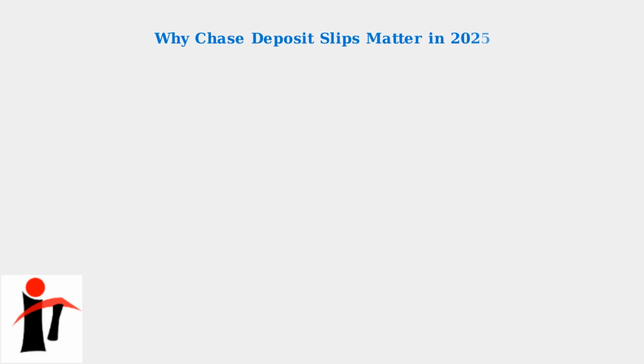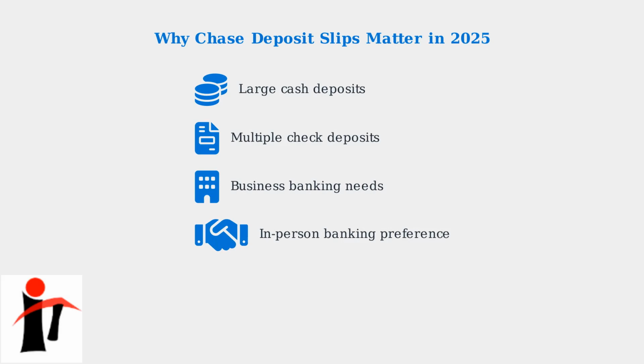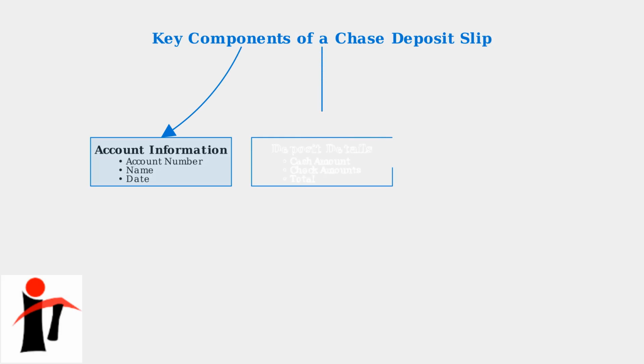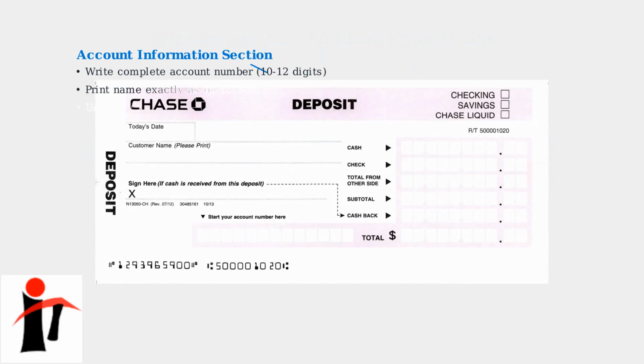In 2025, while digital banking options like mobile deposits and ATMs are increasingly popular, Chase deposit slips remain essential for certain banking transactions. A Chase deposit slip contains three main components that work together to process your banking transaction accurately and efficiently. Let's examine an actual Chase deposit slip to understand each section in detail.